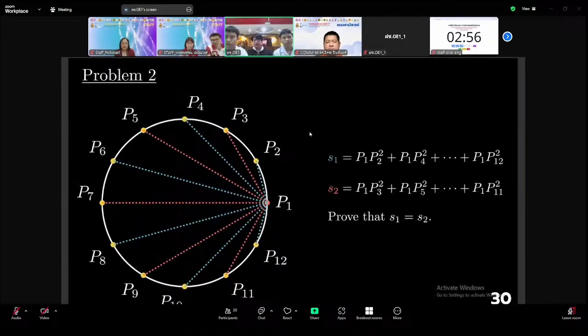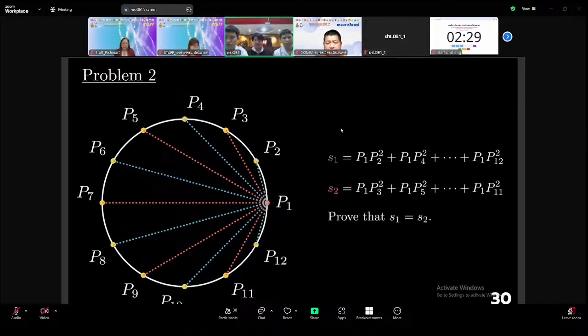For the second problem, we pick some point P1, and we have 2,000 points on the plane, shown here as 12 points. We draw the segments from P1 to the odd points and the even points. S1 is the sum of the blue dashed segments to the even points, and S2 is the sum of the red dashed segments to the odd points. The problem asks us to prove that S1 is equal to S2.